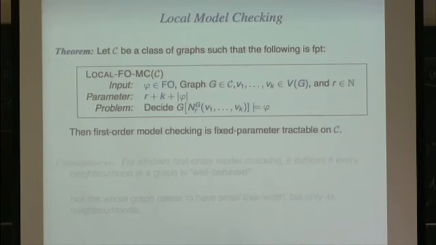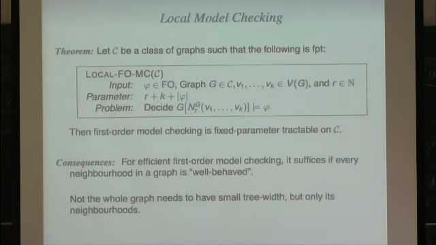Yeah? And that's a generic statement basically. So if you want to prove something, if you can establish such a theorem here for a class of graphs, then you can get tractability for the complete class of graphs. And so the bottom line of this is for efficient first order model checking, it doesn't have to be the case that the complete graph is somehow structurally well behaved. It only has to be the case that every neighborhood is somehow nice.